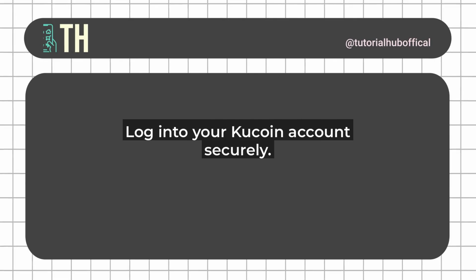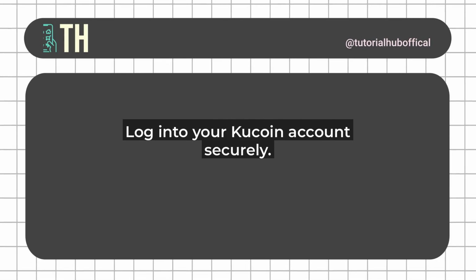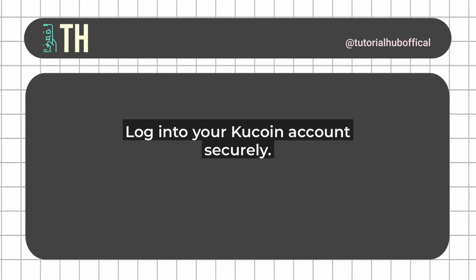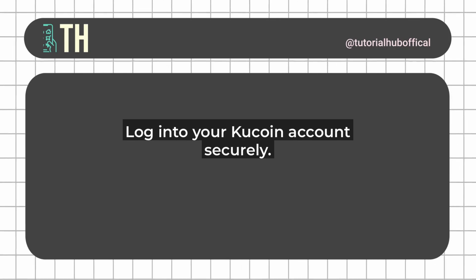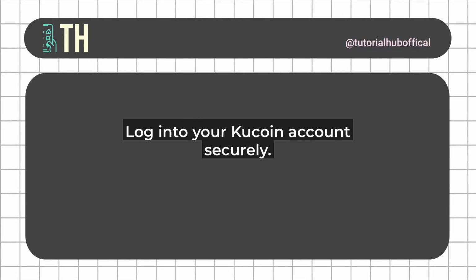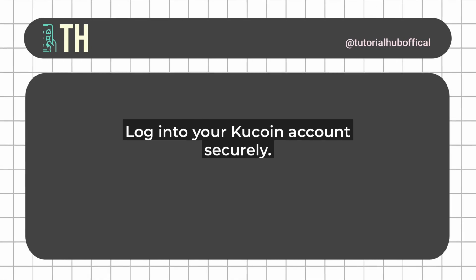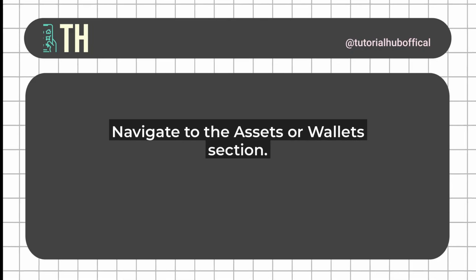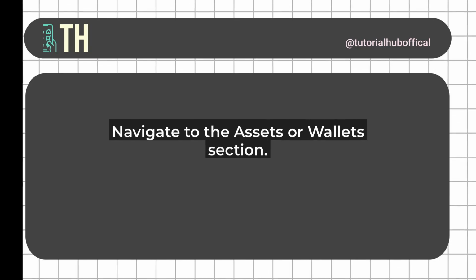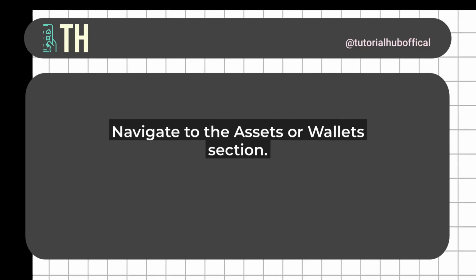Today, we're diving into a straightforward guide on how to withdraw your Cardano, ADA, from Kucoin and get it over to your Metamask wallet. Now, a quick heads up. Metamask is primarily designed for Ethereum-based assets, so we'll need to handle this with a bit of a workaround, like bridging your ADA to an Ethereum-compatible token. But don't worry, I'll walk you through it step by step so you can do this confidently in 2025.